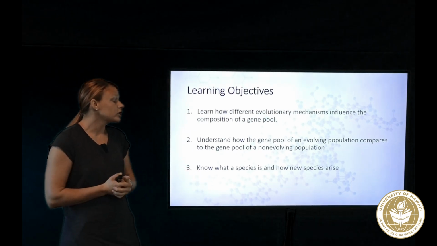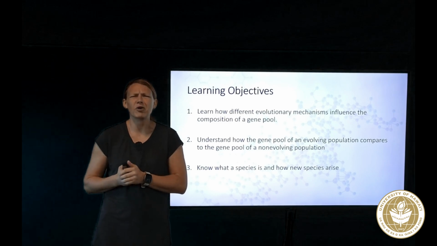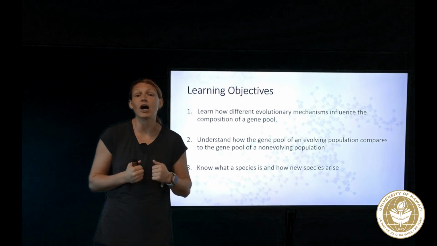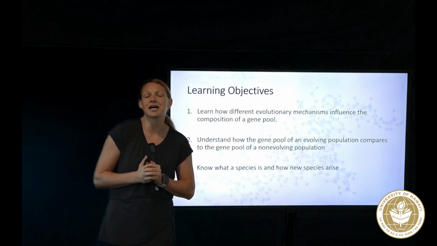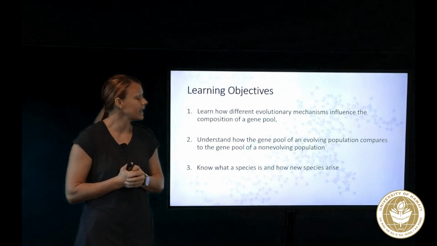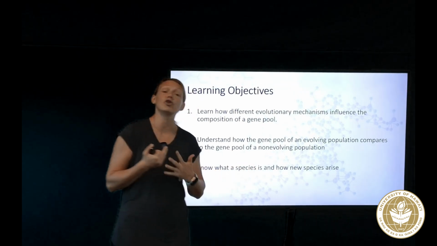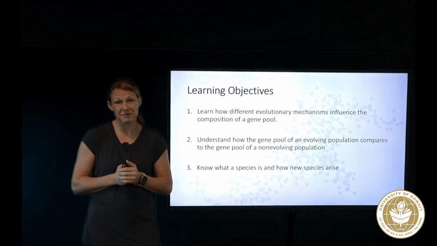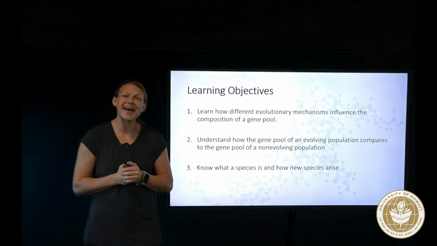Then for our third learning objective, we're going to talk about what exactly is a species, and we're going to focus specifically on the biological concept of a species because here we are in a biology course, right? And then we're also going to learn how new species are able to come about through the process of speciation. So let's go ahead and get started.